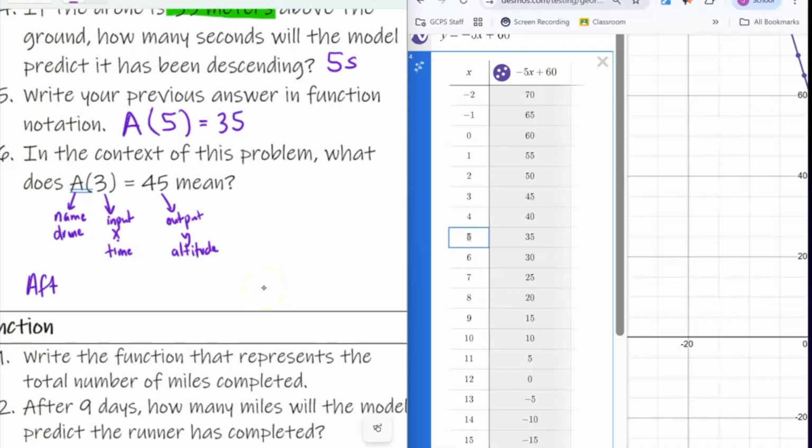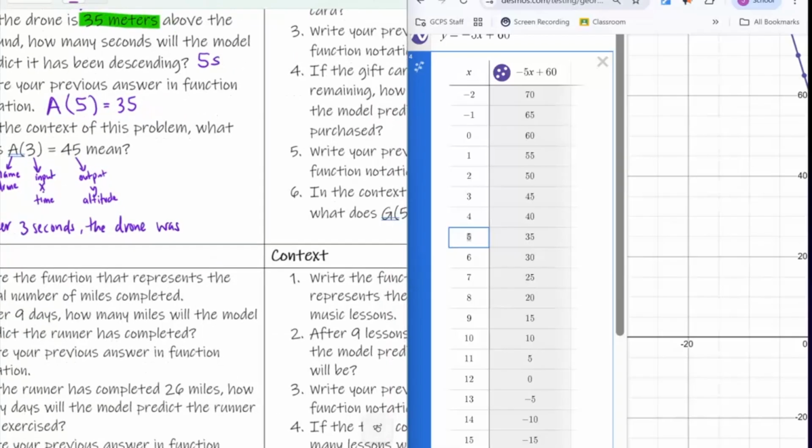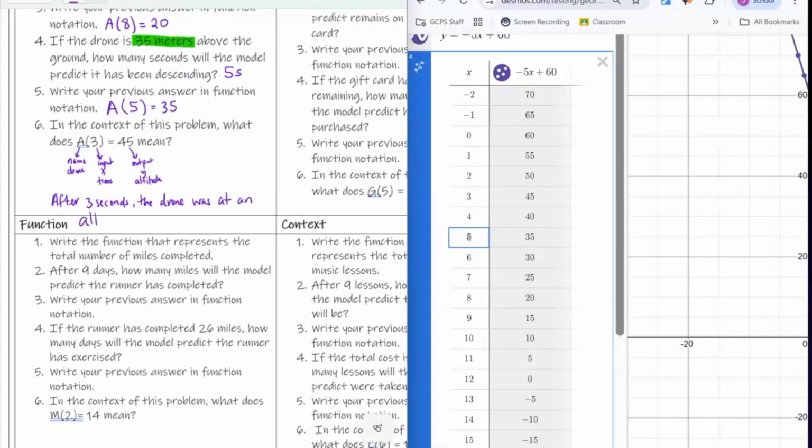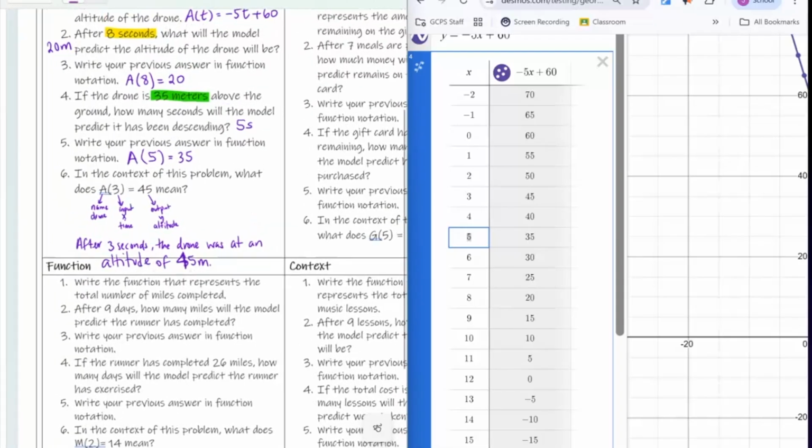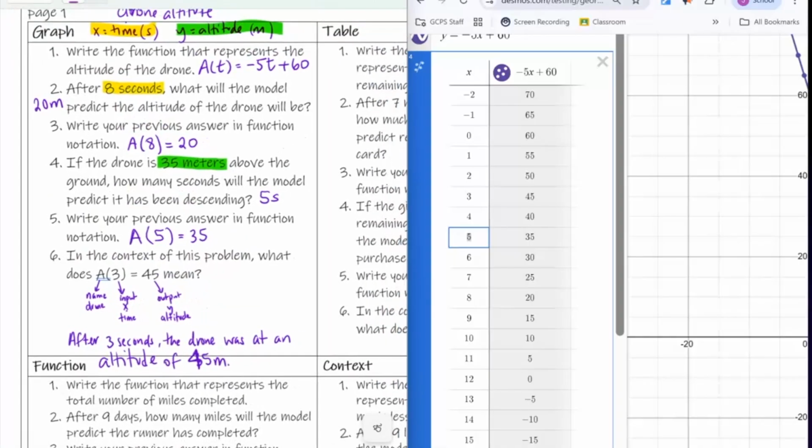After 3 seconds, the drone was at an altitude of 45 meters. Now, what you want to do before you show me this is this.